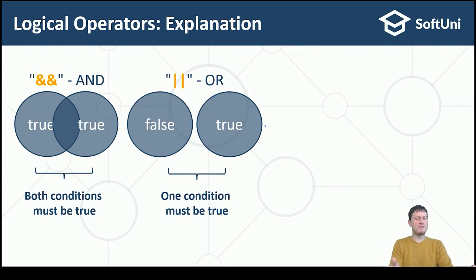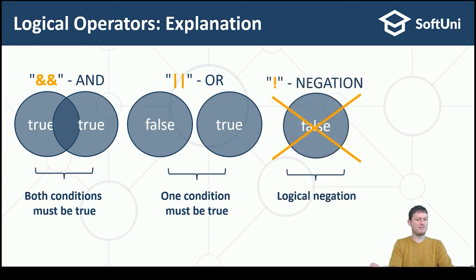And negation means the opposite of something. So if I'm not under 21, if my age is less than 21, I'm not old, I'm young, okay? But if I'm not under 21, I'm considered old. This is a negation. This is the exclamation mark operator in Java. I'll show you how this works in practice with some code.